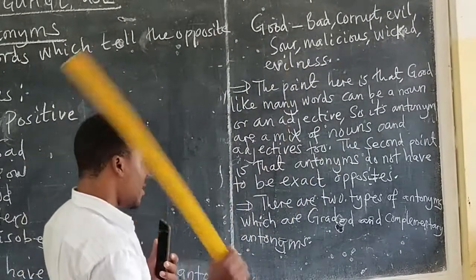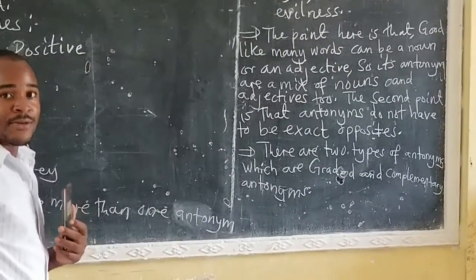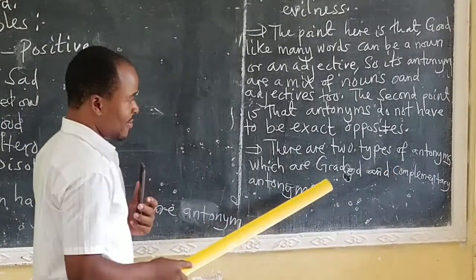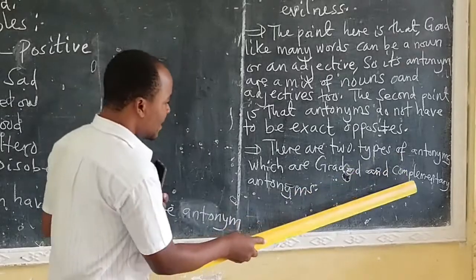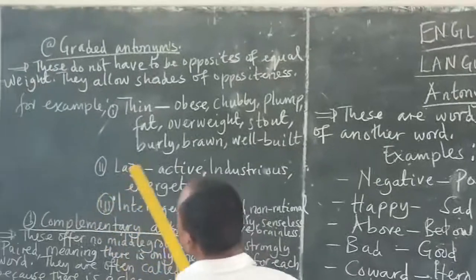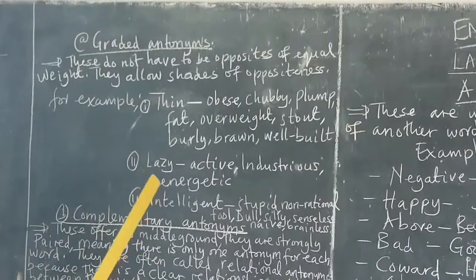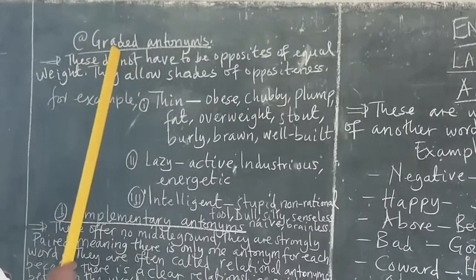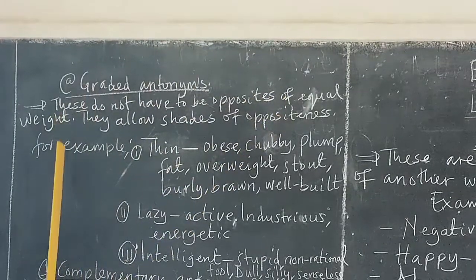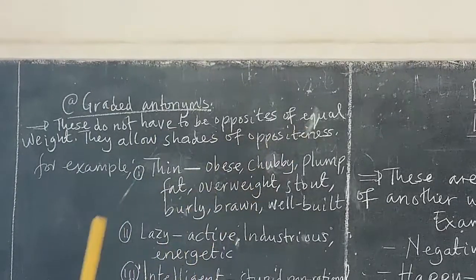Then we say there are two types of antonyms, because in general we say the antonyms are opposites of words. So we have two types of antonyms, which are graded and the complementary antonyms. Now let us see these types of antonyms. We start with the first one, which is graded antonyms. We say these do not have to be opposites of equal weight. So these allow shades of oppositeness.